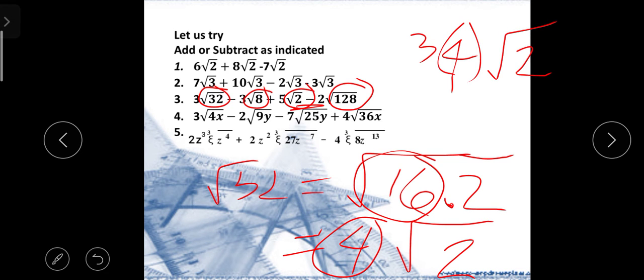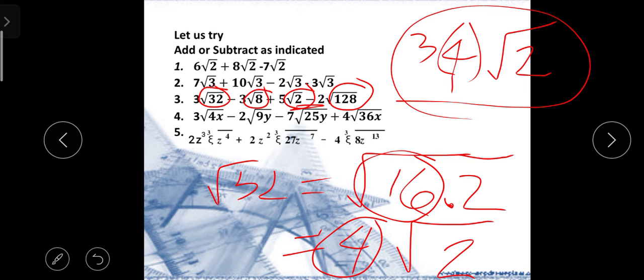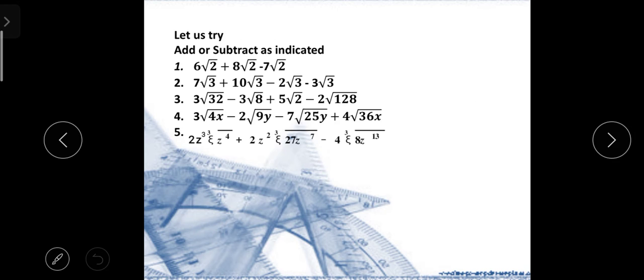Square root of 2. So, yung first term, yung 3 square root of 32 ay magiging 3 times 4 square root of 2, or 12 square root of 2. So that's the first term.